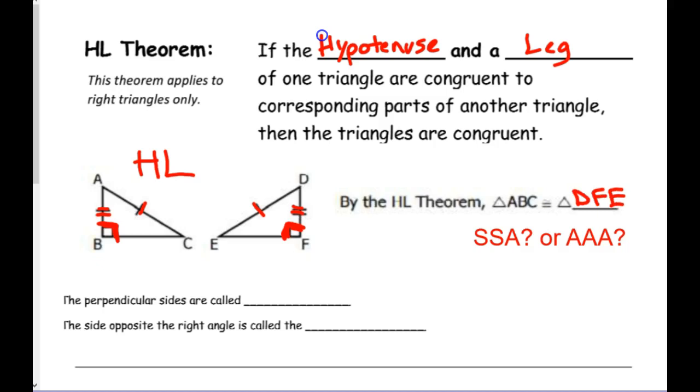The perpendicular sides are called the legs, and the opposite side of the right angle, okay? The side opposite the right angle is called the hypotenuse.